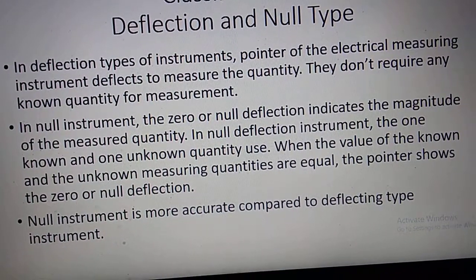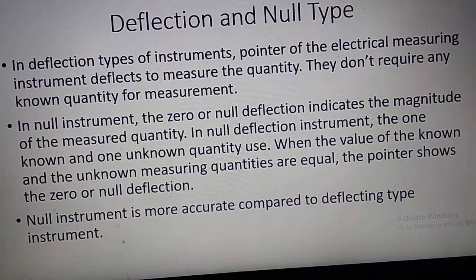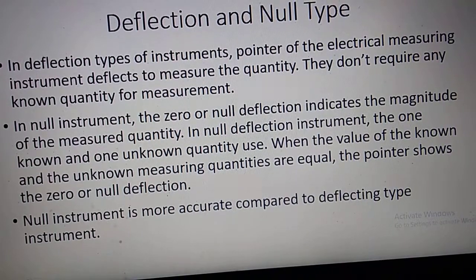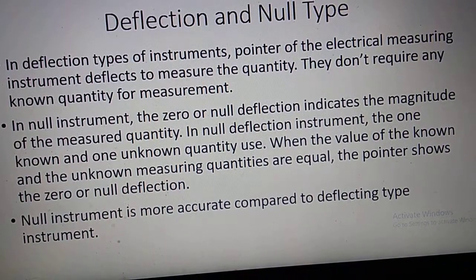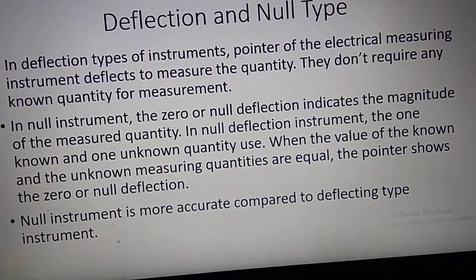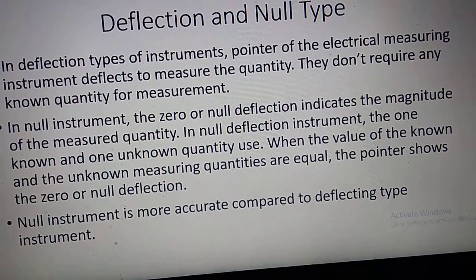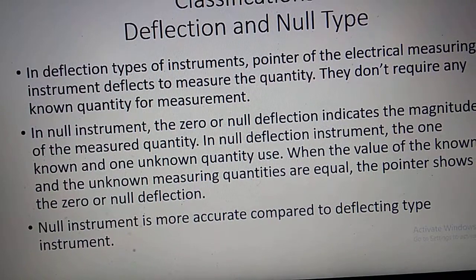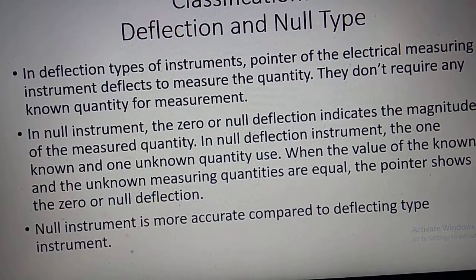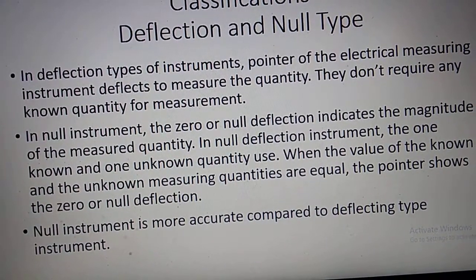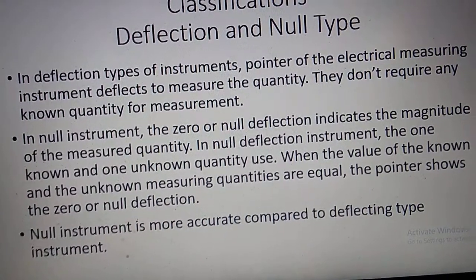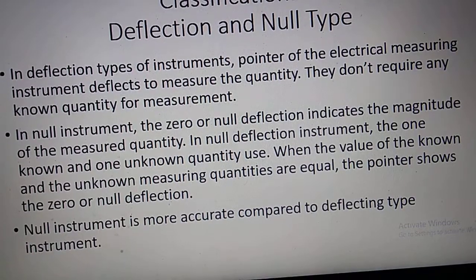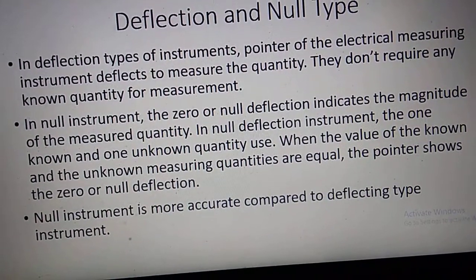Now, what is the deflection type? Deflection type is that the pointer is already in the zero position, and when a certain quantity is being measured, it directly moves from the zero position to the position where the measurement is happening. For example, you are measuring 10 volts. So from 0, the pointer deflects to 10. That is a deflection type instrument.